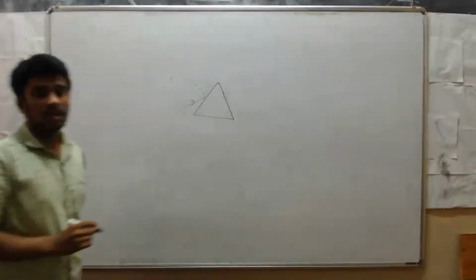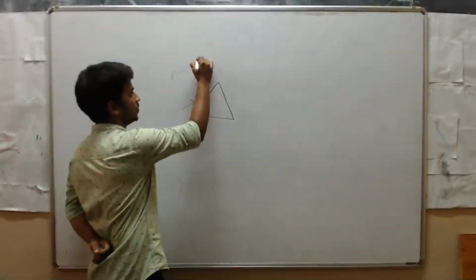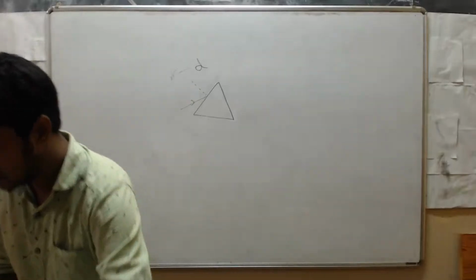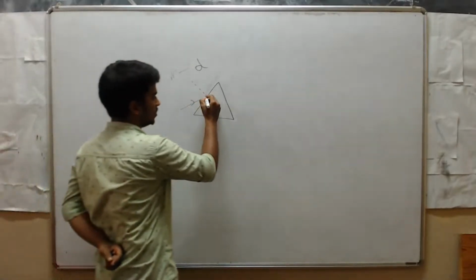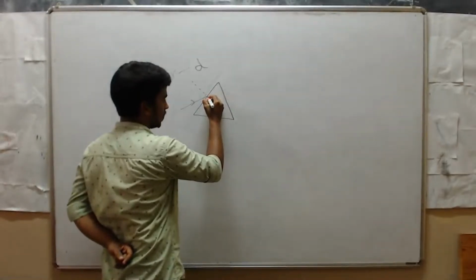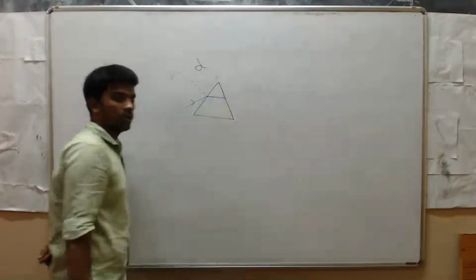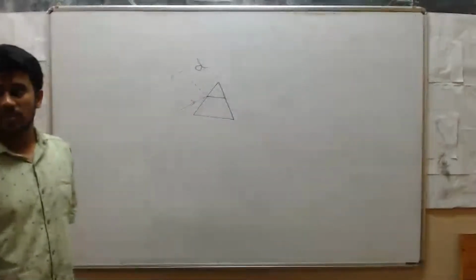So now here a ray of light is traveling from rarer to denser. So here the light ray bends towards the normal. Once again this ray will come outside, right? The ray will come outside.